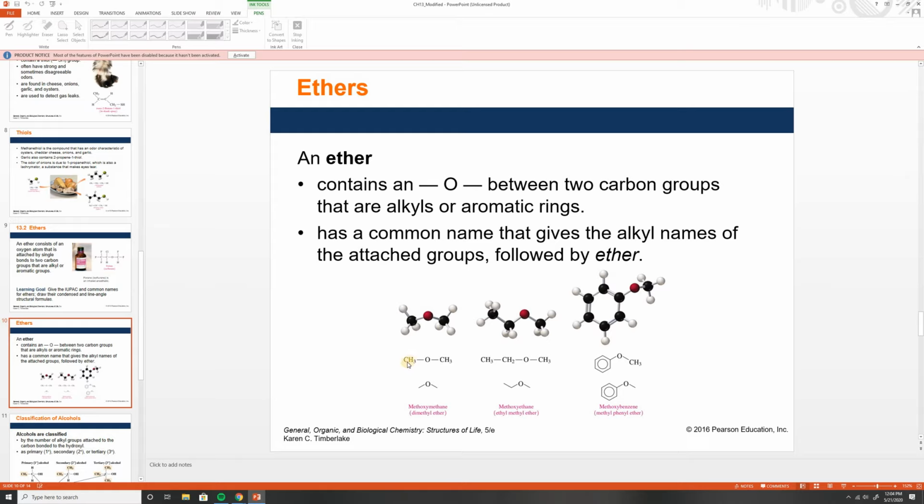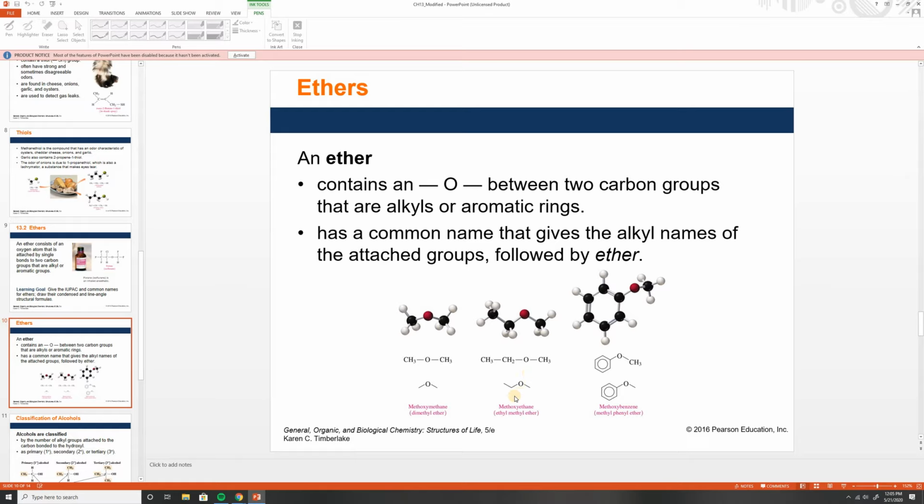So you can say, all right, this is my methane, methyl, methoxy, oxygen, methane. And you just kind of name it like that. So for this one, you would have ethyl. You can name it different ways. So you can have a methoxy group right here, and then ethane. Methoxyethane, you can have methoxypropane, methoxybutane, etc.